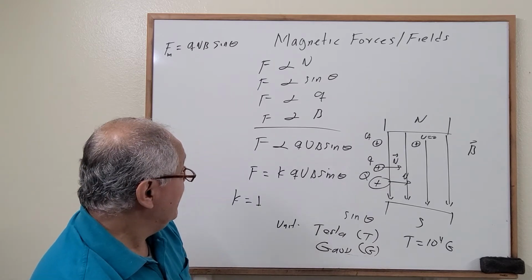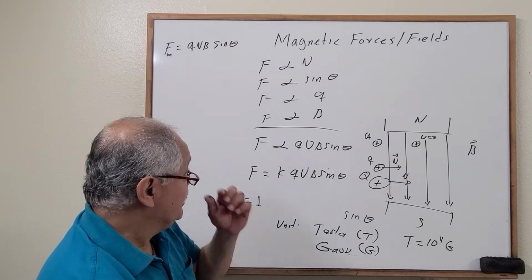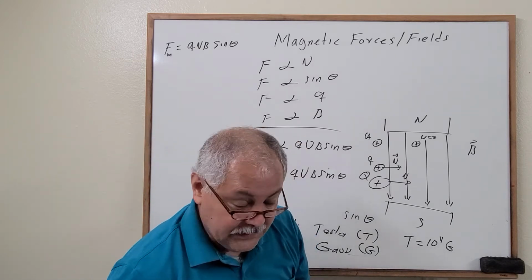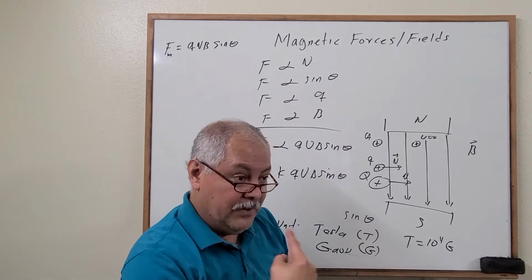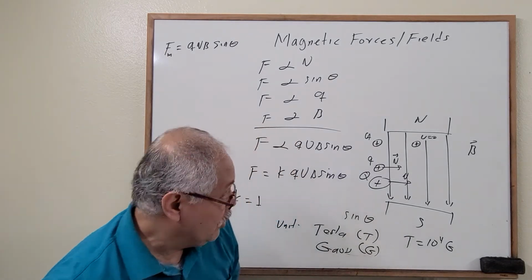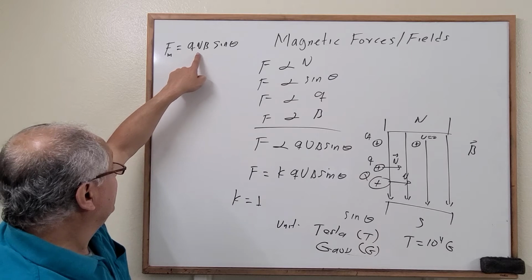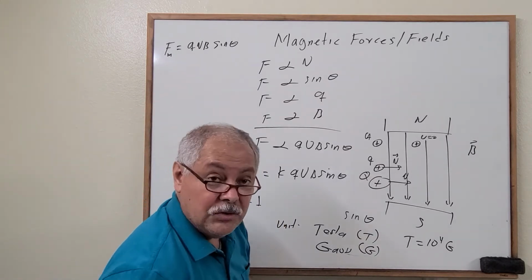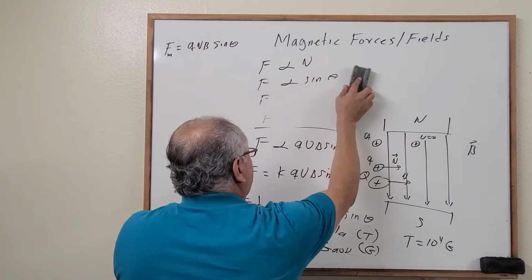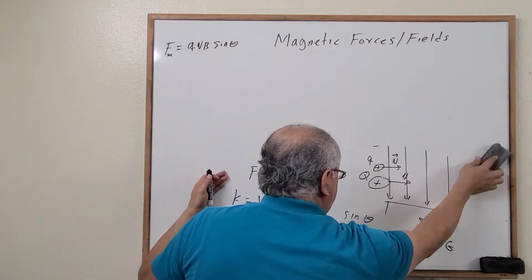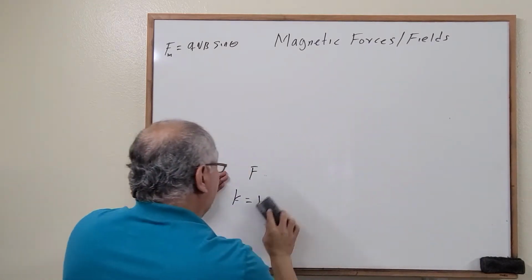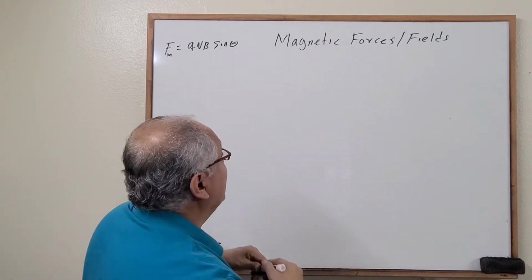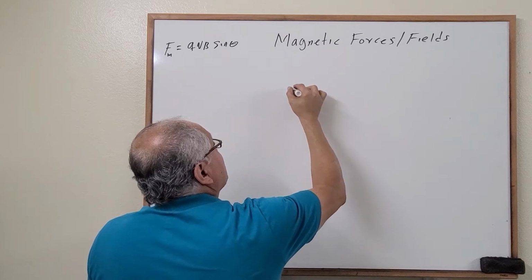Perfect. Now, because the force is perpendicular to the velocity and to the magnetic field, it is easier to illustrate the behavior of the force using this convention. Imagine that we have an arrow, right? This is the arrow right here.